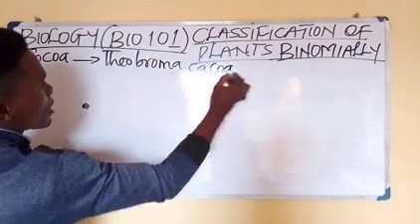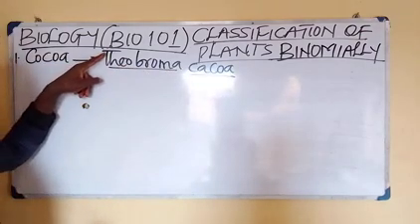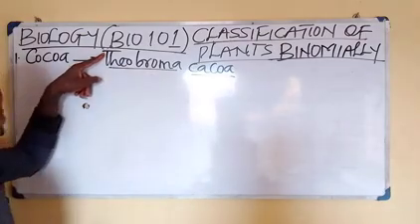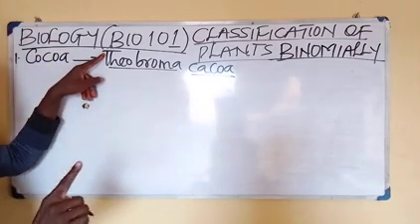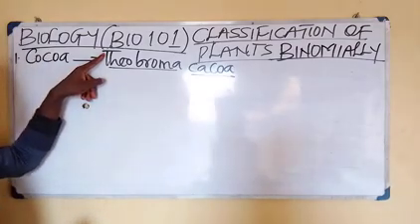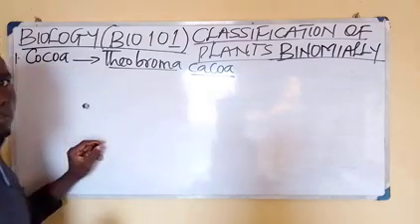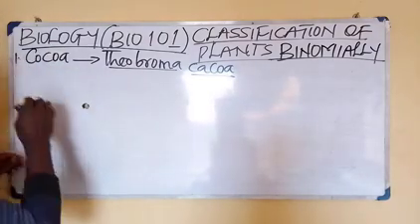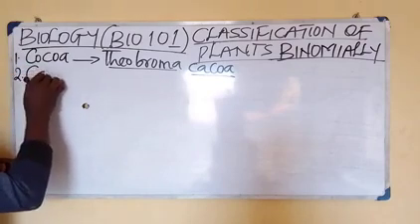cacao. I told you that the first name is called the generic name, and the second name is called the species name. The species name begins with a small letter, and the generic name begins with a capital letter. You must not underline the both of them together. Hope that is clear.